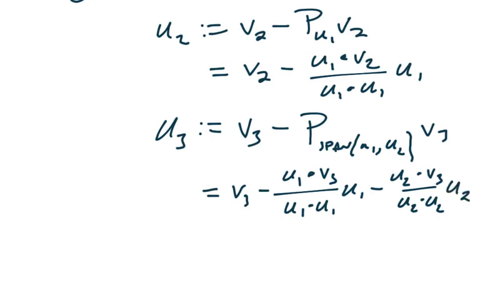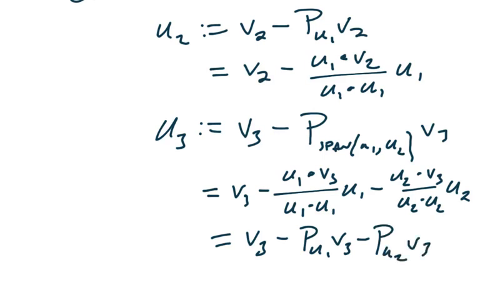All right. In other words, if you write it out even in a slightly different way, this is V3 minus the projection onto U1 of V3 minus the projection onto U2 of V3. All right, so a few different ways of writing the exact same thing.